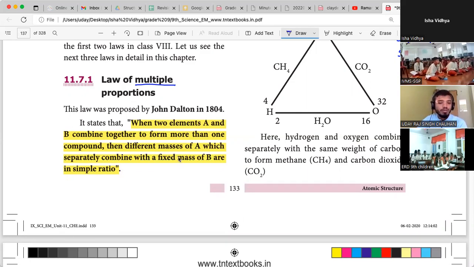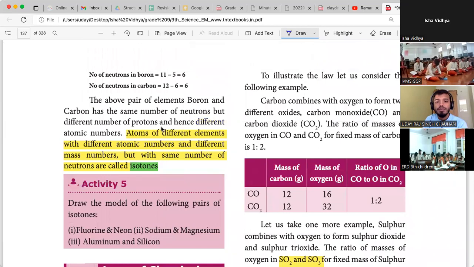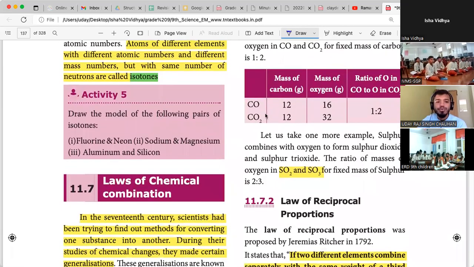So you fix one element and find the mass of the other element which it is combining with. Let's first understand this through an example. Let's take CO and CO2. In CO there's 1 atom of carbon and 1 atom of oxygen, right? So 1 atom of carbon weighs 12, 1 atom of oxygen weighs 16, so the ratio is 12:16, right? That is the ratio.